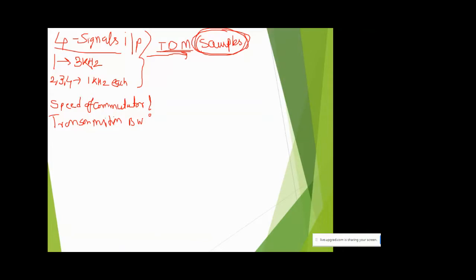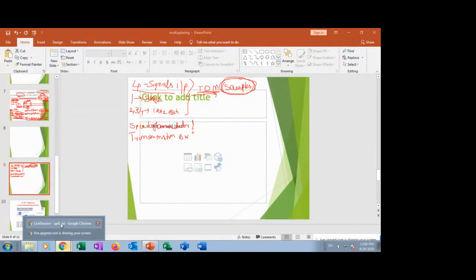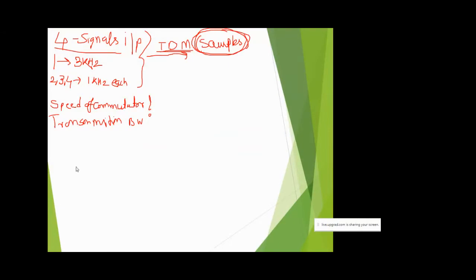Have you understood the numerical? Let me know first. So let's solve the numerical.